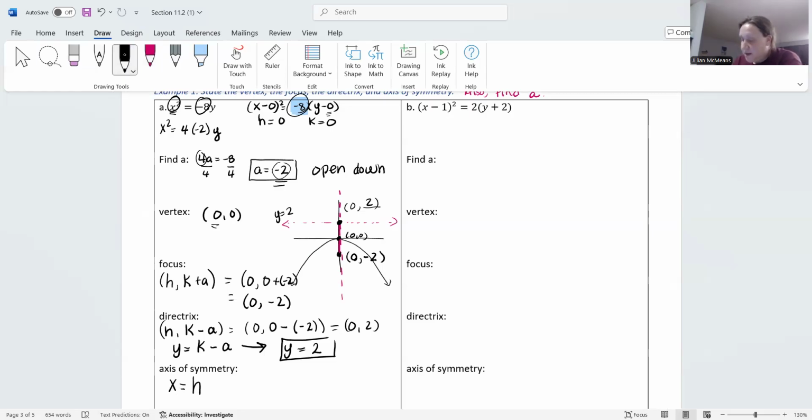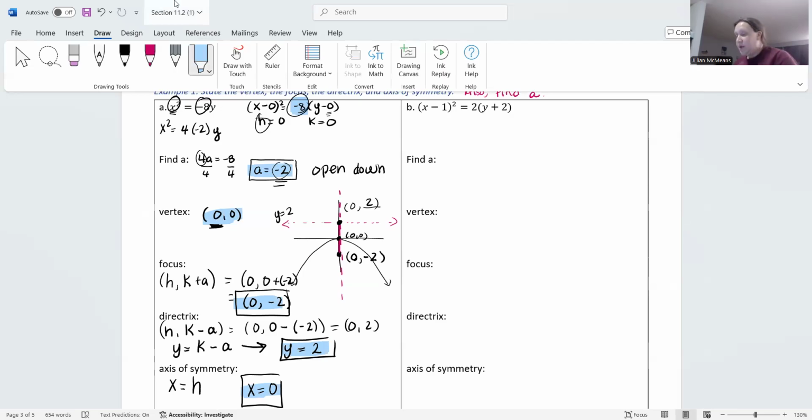So in this case, vertical lines are x equals something, and it's going to be x equals h, h being the x coordinate from our vertex. So we would say x equals 0 is our axis of symmetry. So let's highlight some really important points. We found a, we found our vertex, we found our focus, we found y equals 2 being our directrix and x equals 0 being our axis of symmetry.